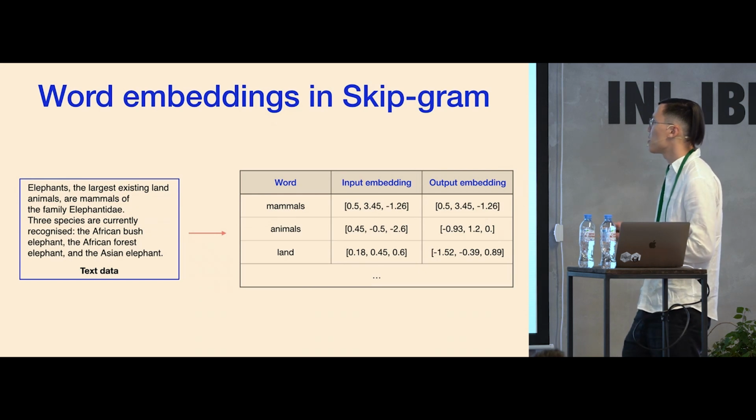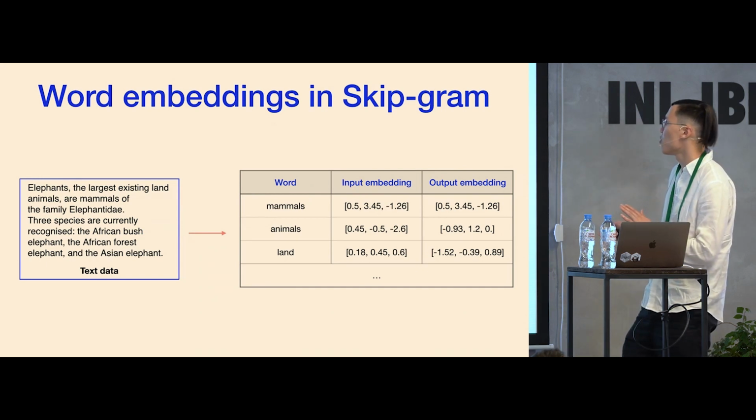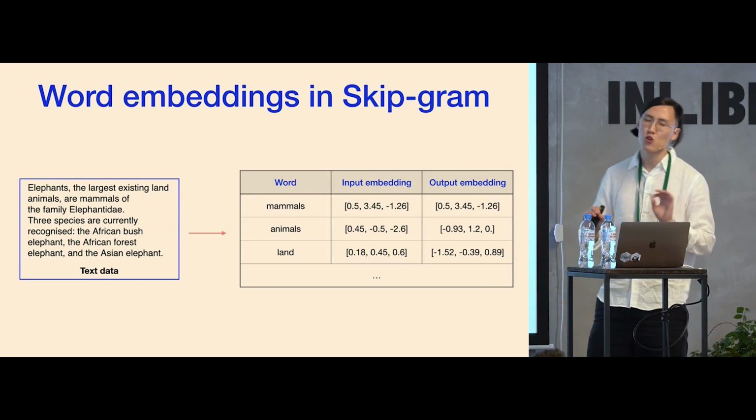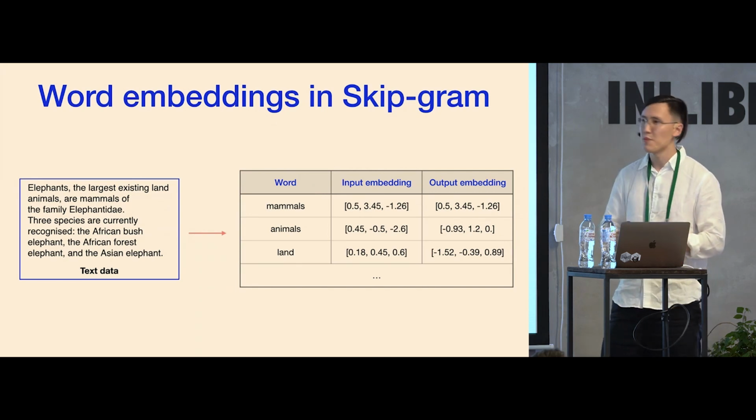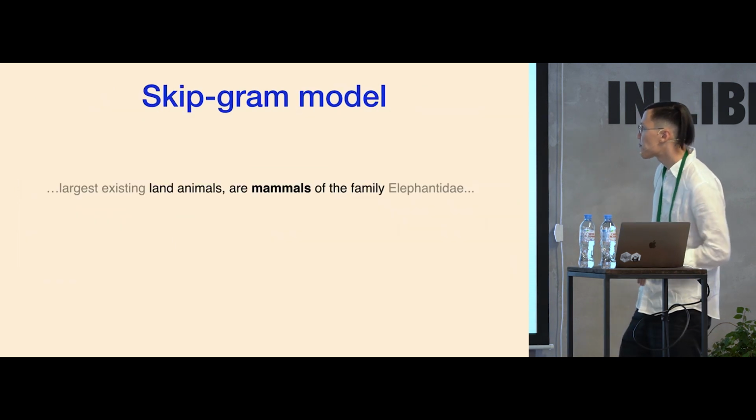One we will call input embedding, and another one we call output embedding. We will focus mostly on input embeddings, and output embeddings are only needed for some technical purposes. You may not focus on them too much. So for every word, we have these two vectors, and how exactly do we learn them?